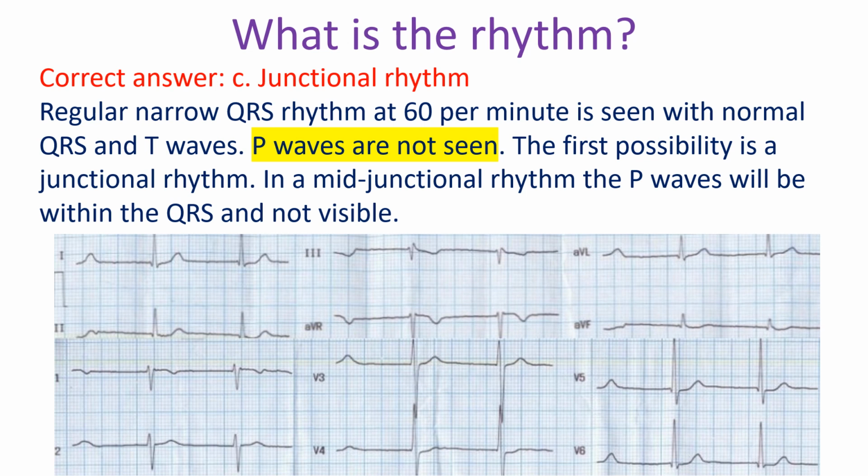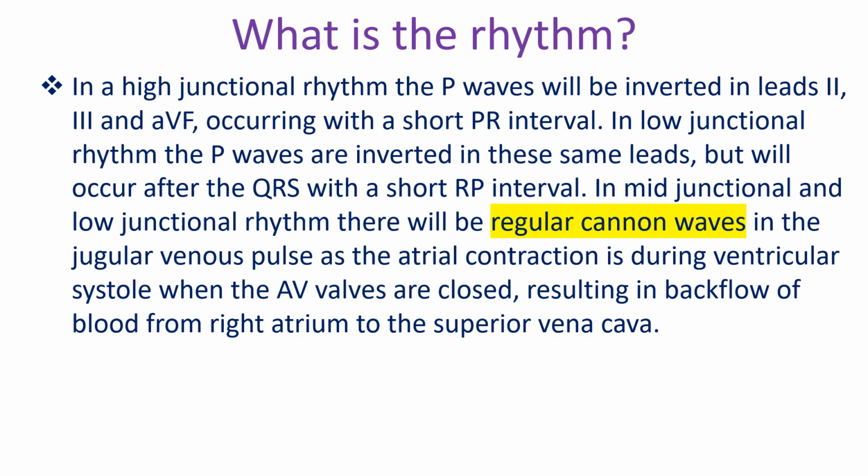In a mid-junctional rhythm, the P waves will be within the QRS and not visible. In a high junctional rhythm, the P waves will be inverted in leads 2, 3 and AVF, occurring with a short PR interval. In low junctional rhythm, the P waves are inverted in these same leads but will occur after the QRS with a short RP interval. In mid-junctional and low junctional rhythm, there will be regular cannon waves in the jugular venous pulse as the atrial contraction is during ventricular systole when the AV valves are closed, resulting in backflow of blood from right atrium to the superior vena cava.